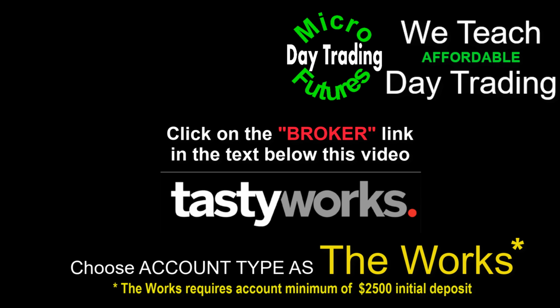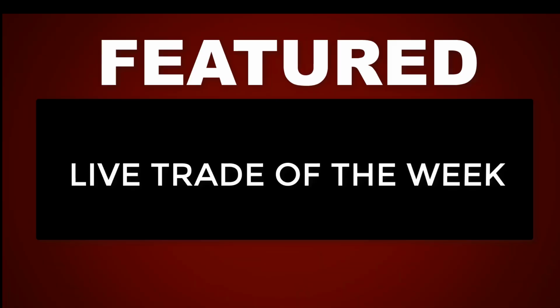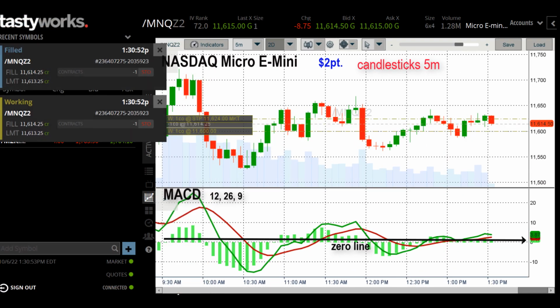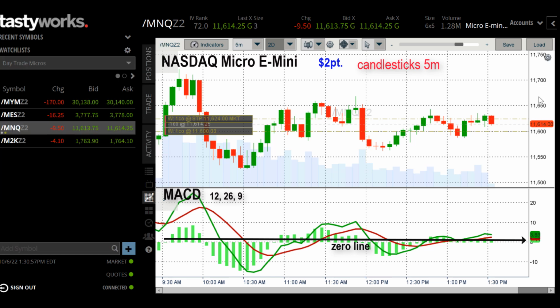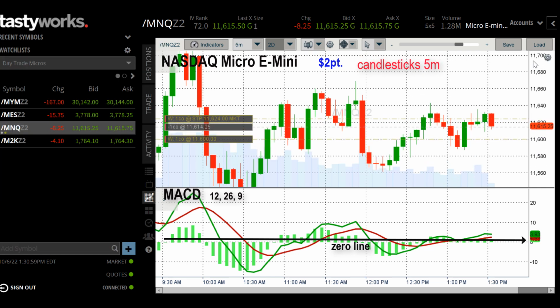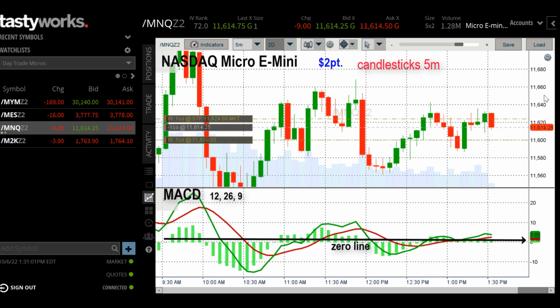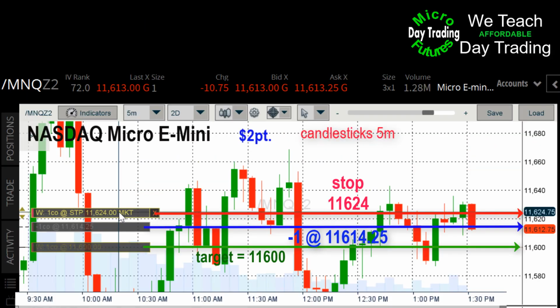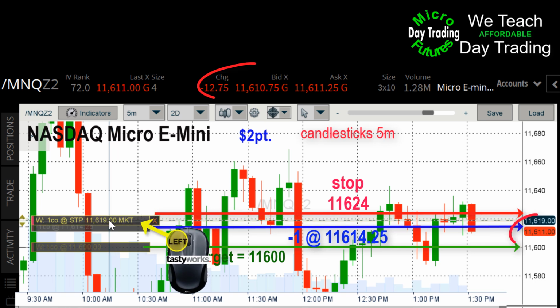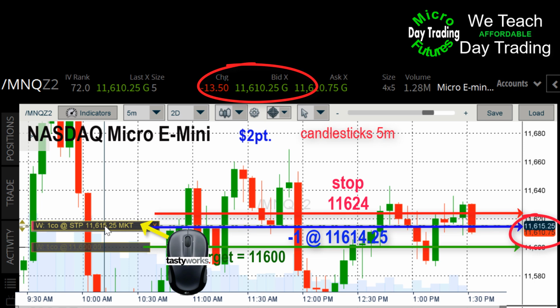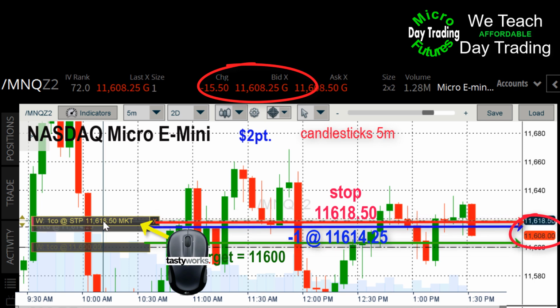Now let me show you what happened with this featured trade of the week this time. I'm going to zoom in on it a little bit so you can get a better look at it, and I'll show you my entry points, my stop loss, and my target coming up right now. I shorted the contract at 11,614.25, and look, immediately over in the right margin, red circle, the market's already down to 11,610, now 11,608.